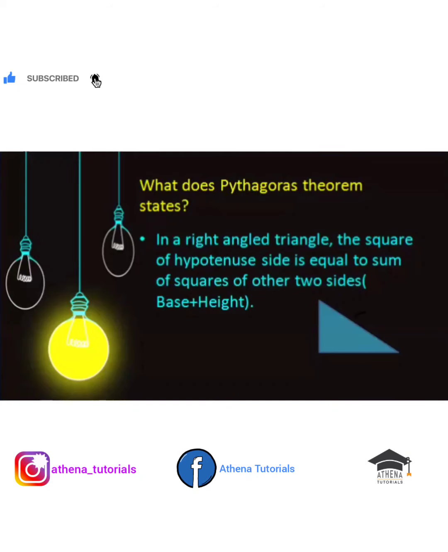Today let's look into question number 2 of exercise 6.2. But before entering into the question, let's understand what Pythagorean triplet means.